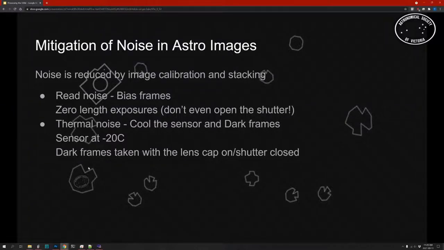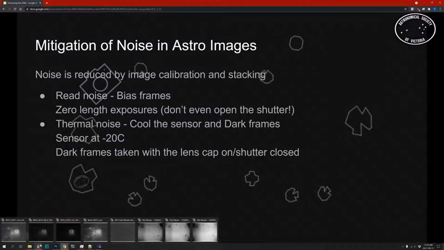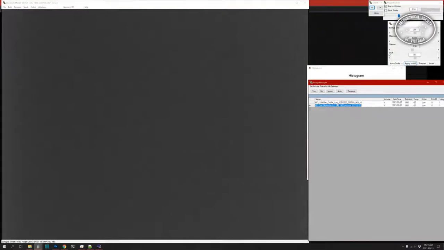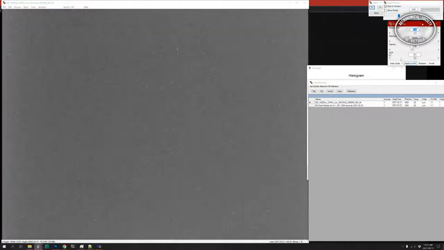And the other mitigation strategy is to actually measure the thermal noise at minus 20 degrees. And I do that by taking dark frames. And if we look at it, there is a single dark frame. It's 30 minutes long because some of my images, my hydrogen alpha, is a 30 minute exposure. So I need a dark frame that's the same length as my HA. And in this one, you can see my friendly little dark column in the sensor. I don't know whether you can see that, but it's certainly there in all its glory.